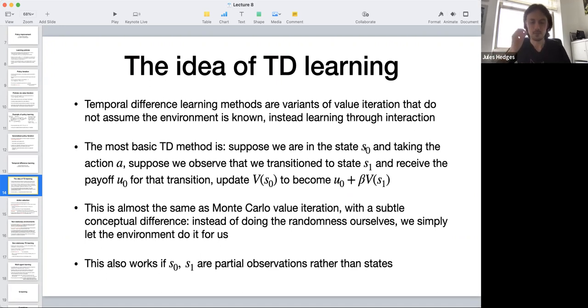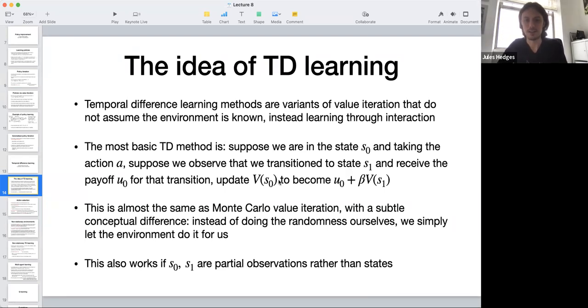So notice that here we're not taking an expectation. We are actually letting the environment respond, because the way that the environment responds is going to be potentially random. So we're just going to watch what it does. We're essentially sampling its distribution.